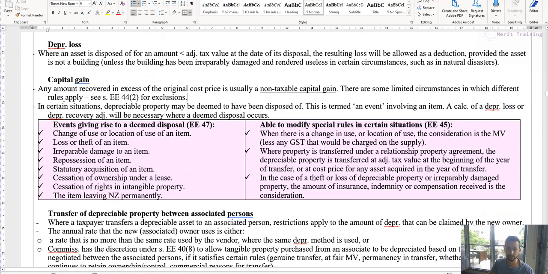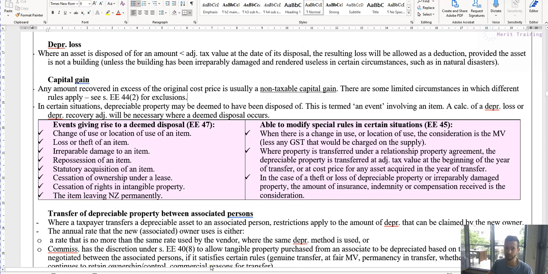In certain situations, depreciable property may be deemed to have been disposed of. This is termed an event involving an item, and a calculation of a depreciation loss or depreciation recovery will be necessary where a deemed disposal occurs. Some of the events giving rise to a deemed disposal include change of use or location, loss or theft of an item, irreparable damage, repossession of an item, statutory acquisition, cessation of ownership, cessation of rights, and the item leaving New Zealand permanently.